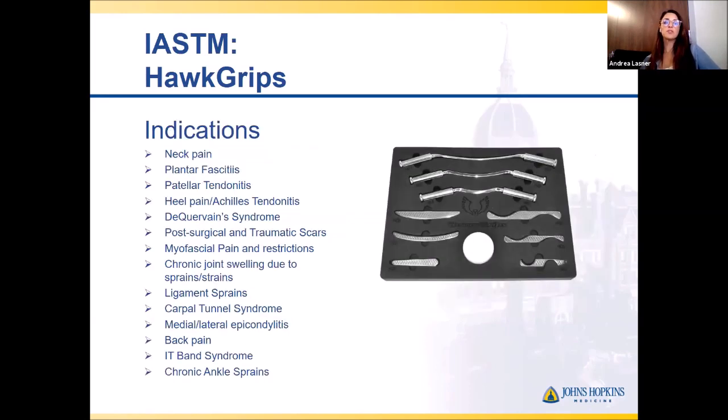So indications on the left, you can use it on several indications here. And on the right, that's a full set of hawk grips. You might only want to use one or two, but there are, as you can see, more multi-curved ones on the right, or you have very specific ones like the one on the lower left, where you can get very specific, even smaller than what your thumb could get to, and even more comfortable to the patient, to be honest.